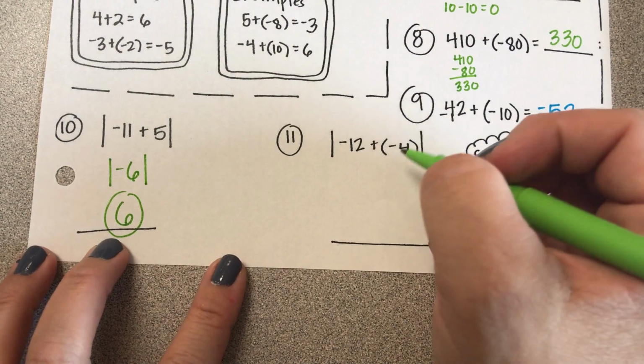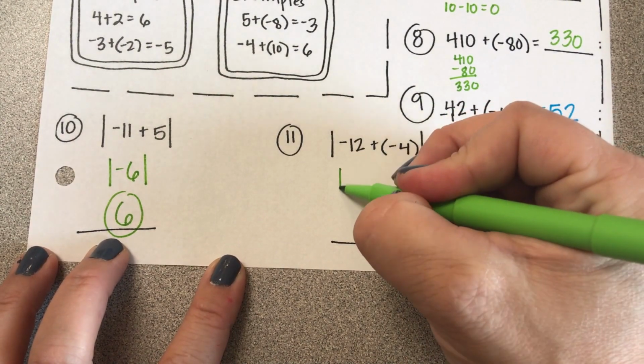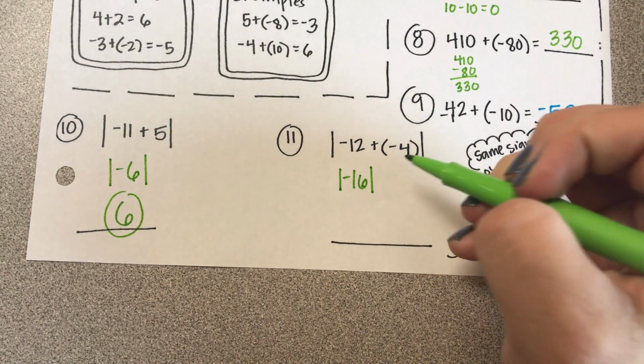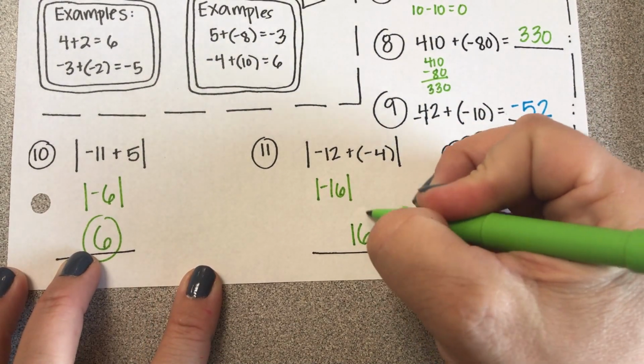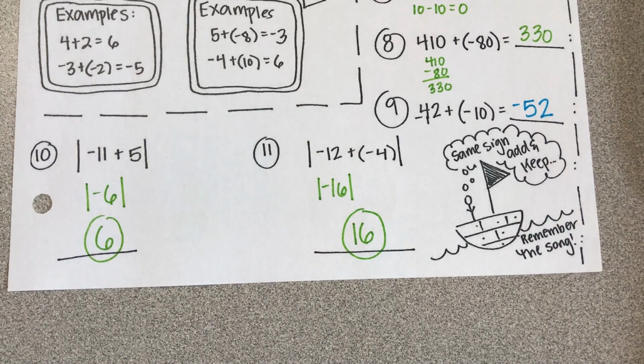And then number 11, they're same sign, add and keep. So what's the absolute value of negative 16? Positive 16. And that's it.